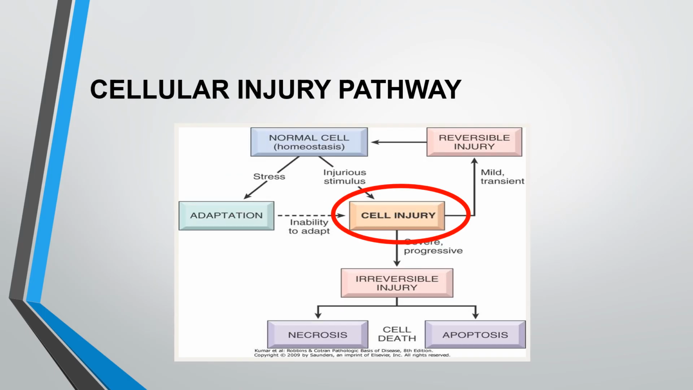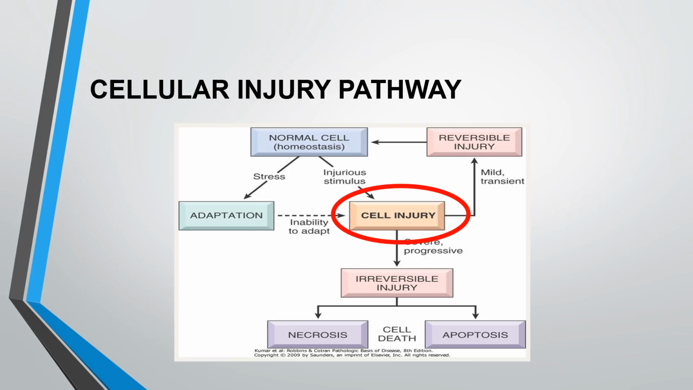This slide shows the decision tree of cellular survival, and cells are surprisingly optimistic, at first anyway. We start with a normal cell in homeostasis. Everything's balanced, ATP flowing, membranes intact. When stress hits, cells try to adapt. That's the fork in the road. Adapt successfully and life goes on. Cannot adapt and we suffer cell injury.